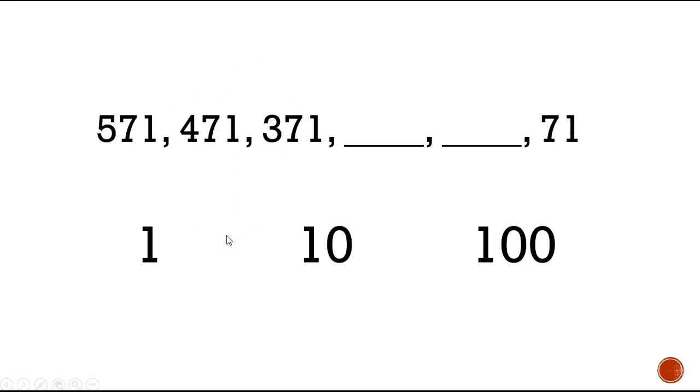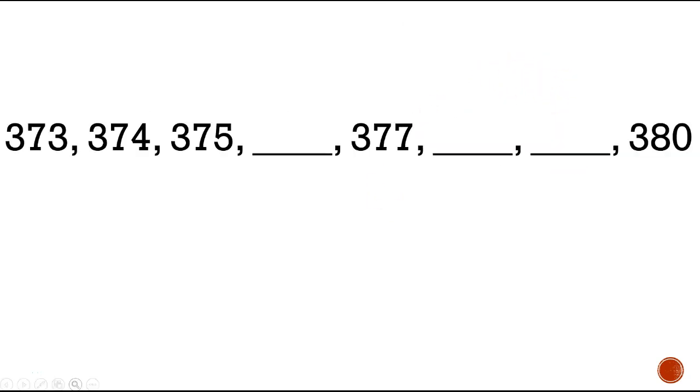If we're counting down, what number would come next? So 571, 471, 371, 271. What would come after 271 if we're counting down by hundreds? 171 and then 71. Okay, so I'm going to let you figure this one out on your own. So push pause and then push play when you're done.